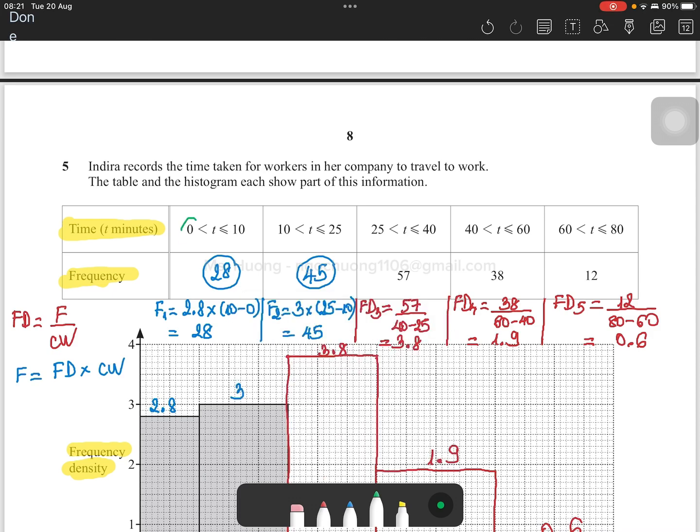For the first one, the mid-value of 0 and 10 is 5 because 0 plus 10 is 10, and 10 divided by 2 is 5. For the second block, 10 plus 25 is 35, and 35 divided by 2 is 17.5. And then 25 plus 40 is 65, and 65 divided by 2 is 32.5.